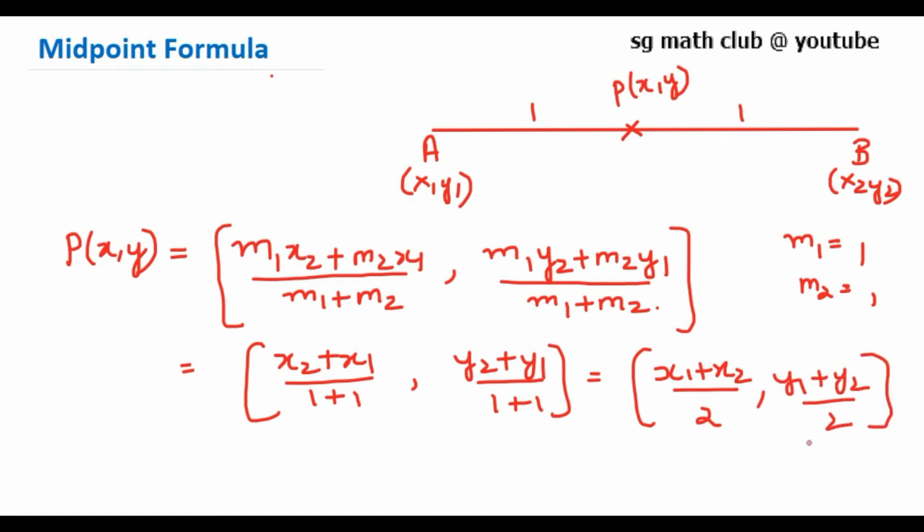So this is actually the midpoint formula. The coordinates of the midpoint of the line segment are given by the formula x1 plus x2 divided by 2 and y1 plus y2 divided by 2. Now we will do some of the problems based on this midpoint formula.